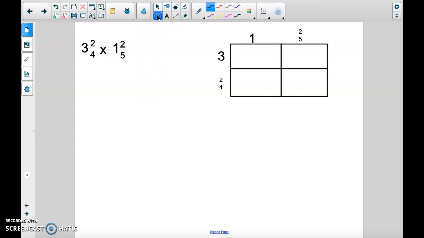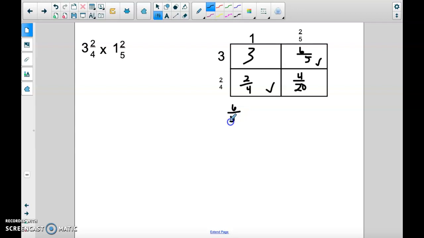So if we have 3 2/4 times 1 2/5. 3 2/4 is part of the same number. 1 2/5 is part of the same number. So they have to be on the same side of the box. And we solve all the inside stuff. Right? And now I'm going to add these two first, right? Because that's going to give me this denominator.